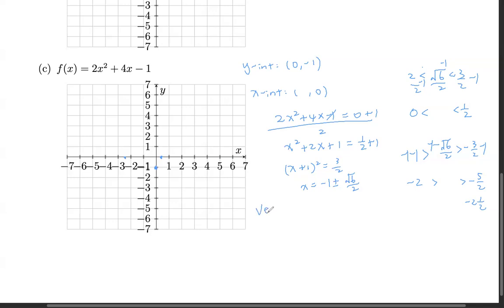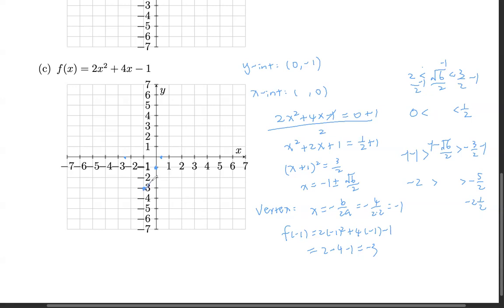Then our vertex, x equals -b over 2a. b is 4, a is 2, so we get -1. F of -1, that's 2 times (-1) squared. Just substitute into the function, 4 times -1, minus 1. We calculate this. (-1) squared is still 1. 2 times 1, 2. 4 times -1, -4, -4, -1. So that's -3. So (-1, -3). So right here. Now it makes sense.